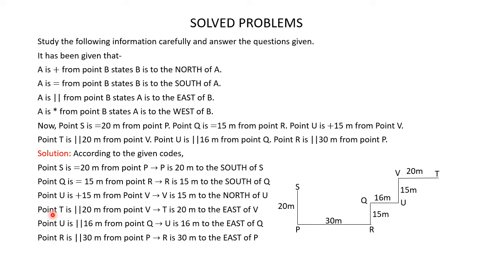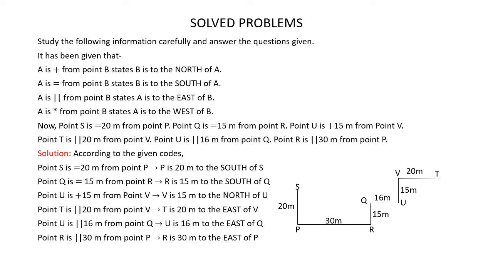Point T is parallel 20 meters from point V means T is 20 meters to the east of V. Point U is parallel 16 meter from point Q means U is 16 meters to the east of Q. Point R is parallel 30 meters from point P means R is 30 meters to the east of P.